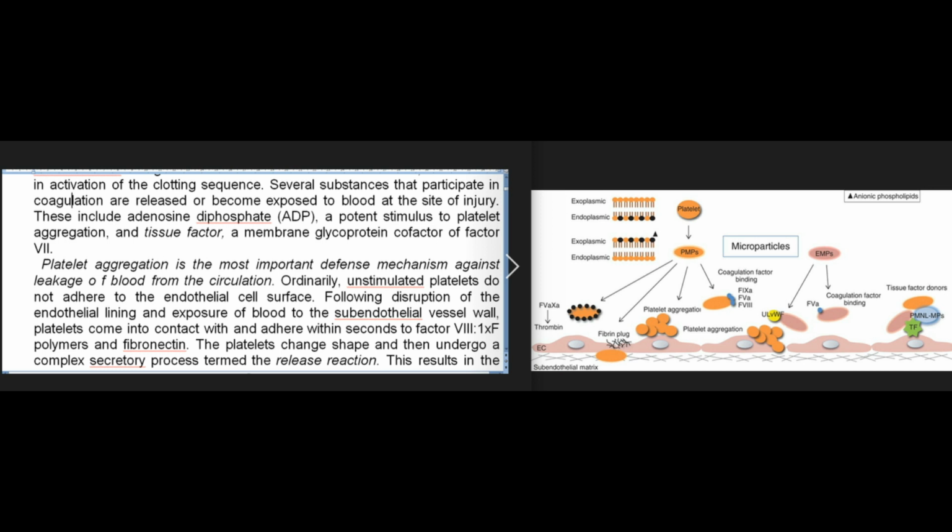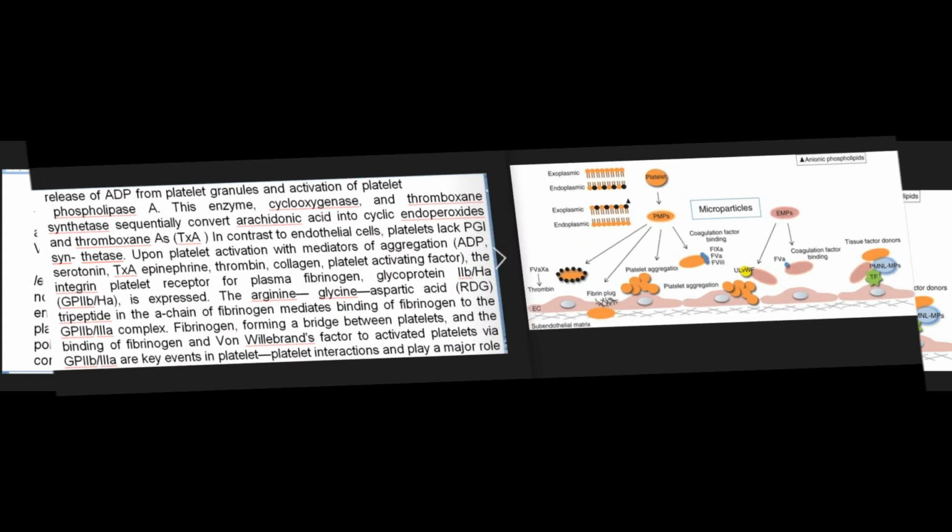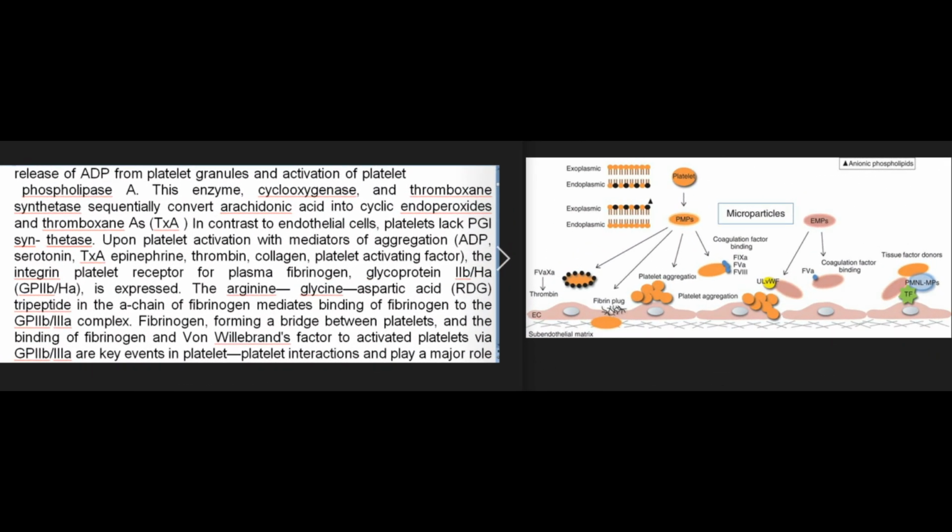Following disruption of the endothelial lining and exposure of blood to the subendothelial vessel wall, platelets come into contact with and adhere within seconds to factor VIII:vWF polymers and fibronectin. The platelets change shape and then undergo a complex secretory process termed the release reaction. This results in the release of ADP from platelet granules and activation of platelet phospholipase A2. This enzyme, cyclooxygenase, and thromboxane synthetase sequentially convert arachidonic acid into cyclic endoperoxides and thromboxane A2, TXA2. In contrast to endothelial cells, platelets lack PGI2 synthetase.